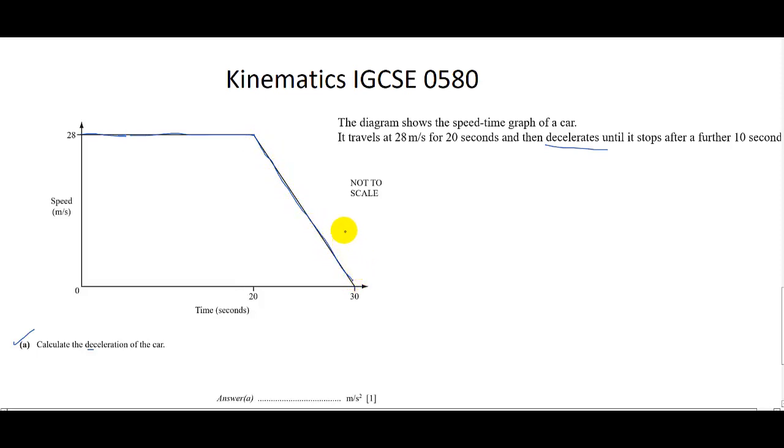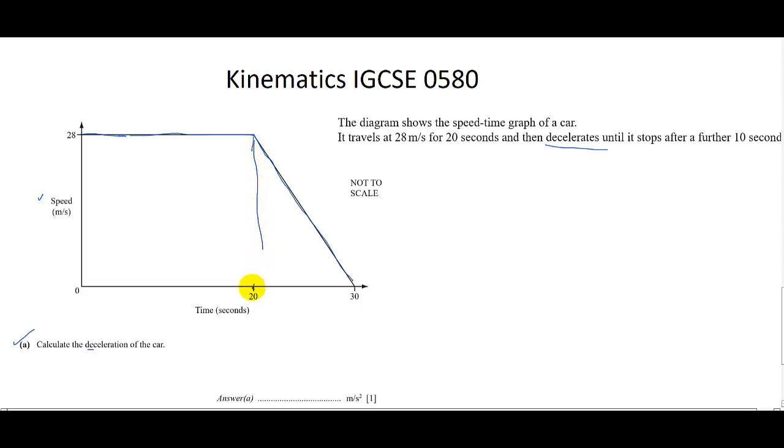Okay, and now we have to find the deceleration, and deceleration is negative acceleration, but this is a speed-time graph. In a speed-time graph, the gradient is called acceleration. But here in this line, acceleration is negative, so we have to find the gradient of this line. So what is the gradient of this line? Let me use rise over run.